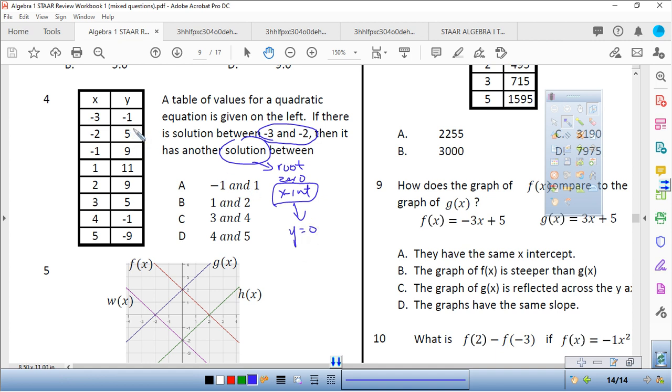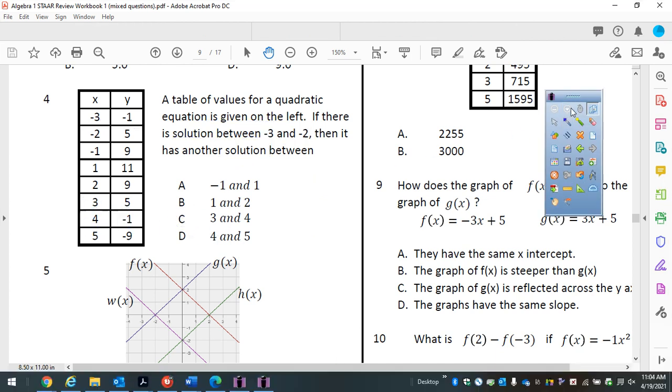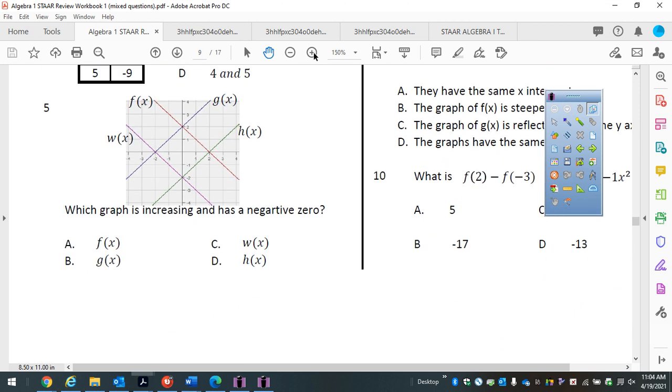So look, a solution is between right here and here, there is a 0. Do you agree? Another thing, when does this happen again? Well, from a positive to a negative, there's a crossing of 0 between 3 and 4. You'd have another 0, the solution, a root, all that good stuff they're looking for.